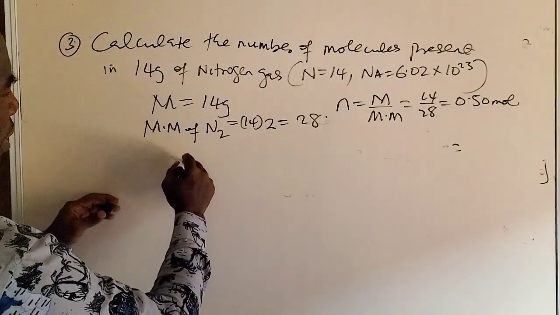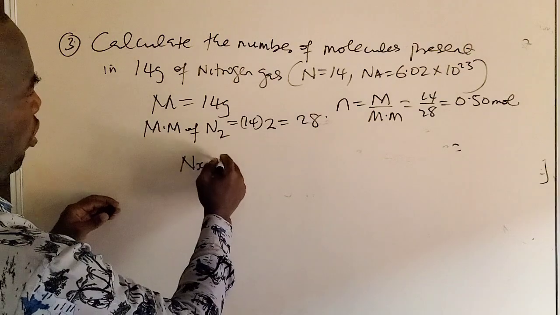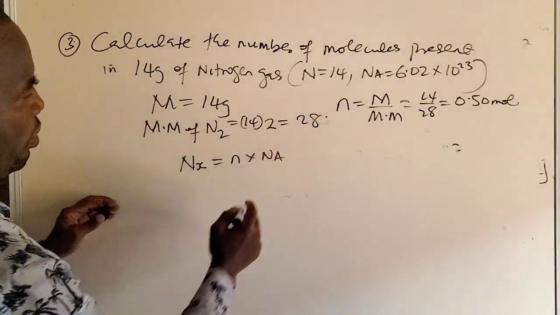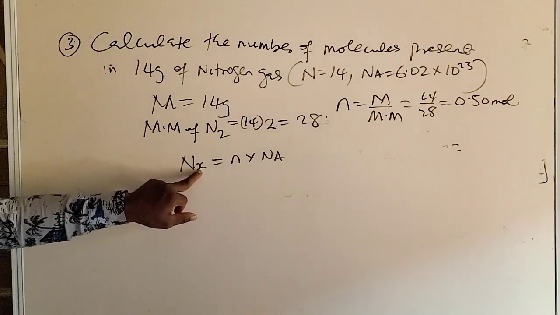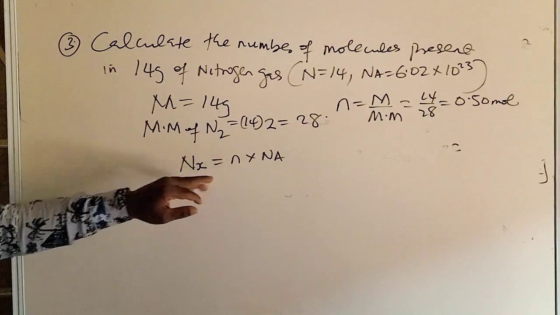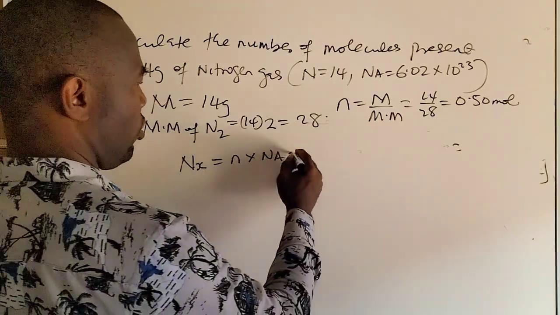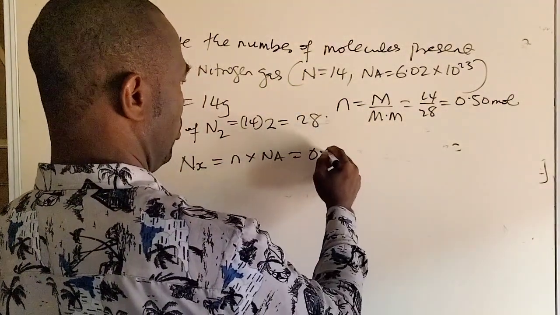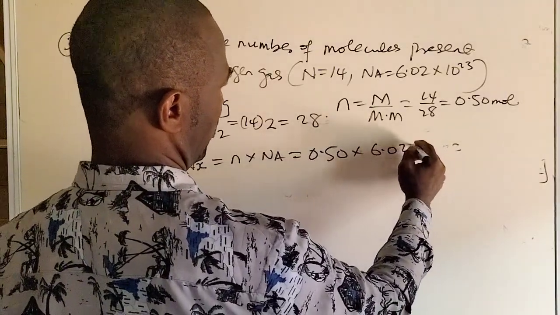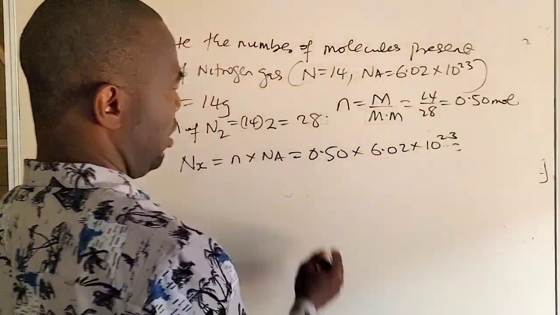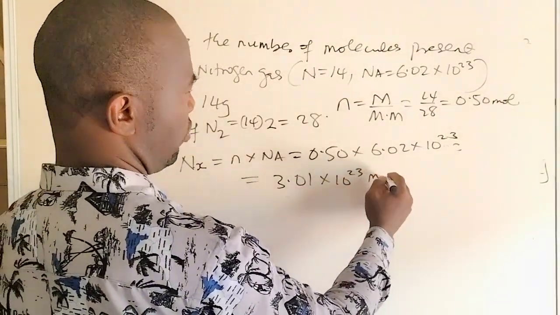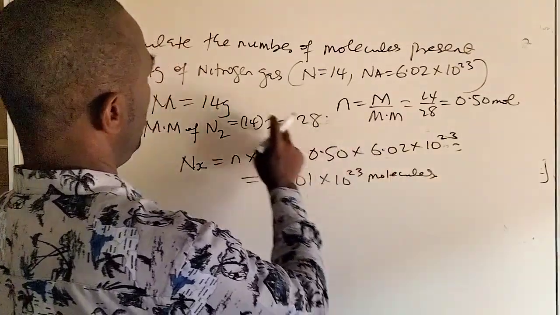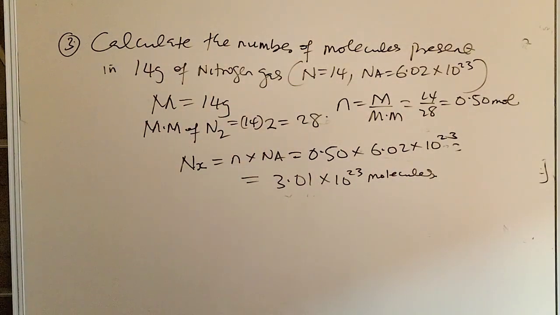So you see our equation Ns for number of molecules equal to mole times Avogadro's constant. This time around, your Ns doesn't represent atoms. Your Ns now represents molecules, the number of molecules, even though it is the same formula we're using. So that becomes substitution 0.5 number of moles times the Avogadro's constant. That gives us 3.01 times 10 to the power 23 molecules of nitrogen in this 14 gram of the gas.